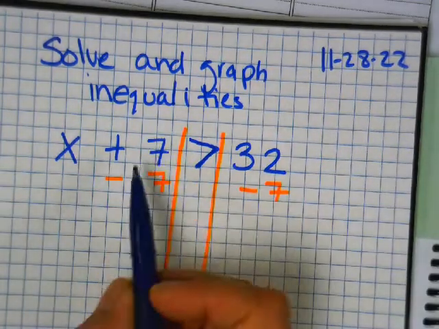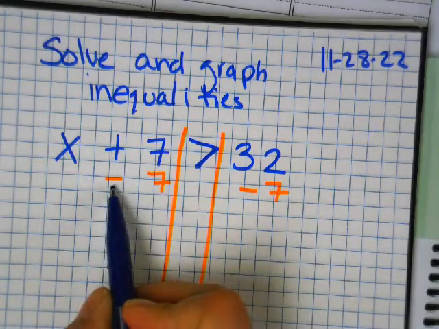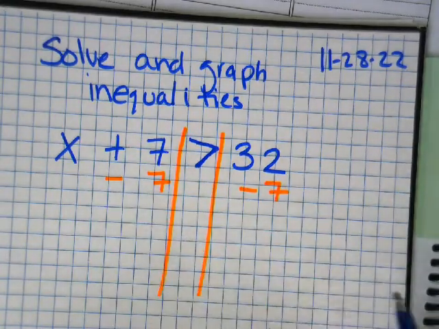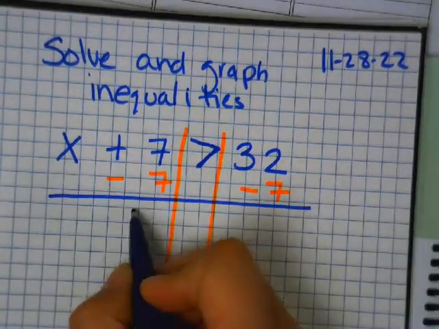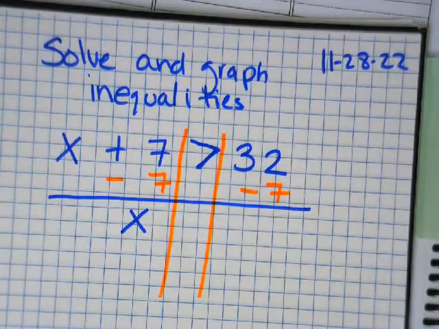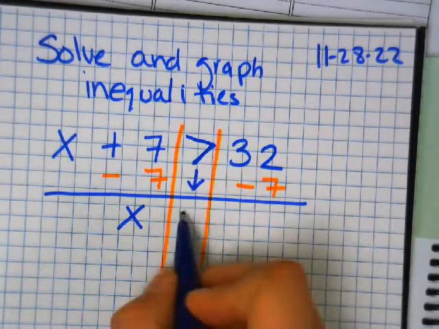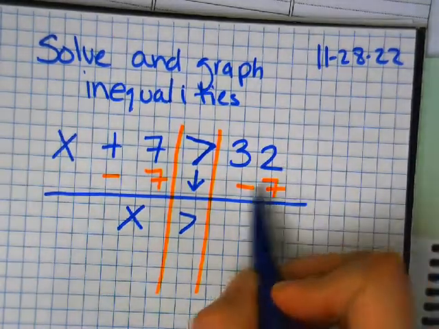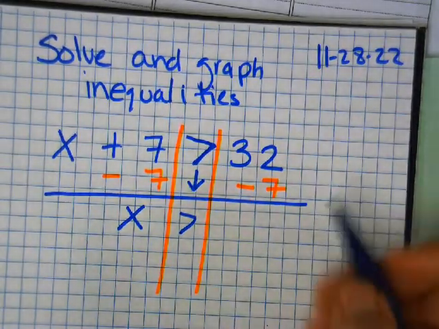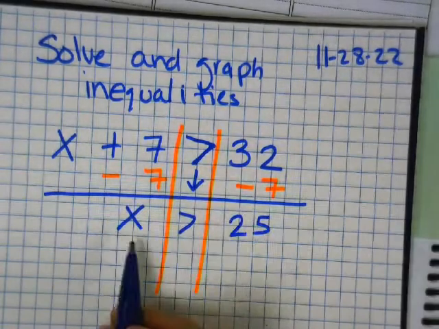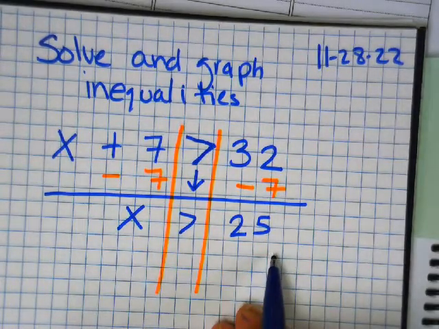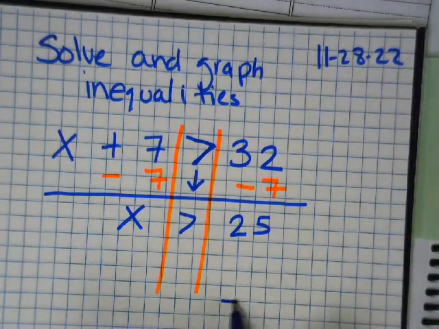So what's 7 minus 7? 0, which is what I want. All I'm left with is just x. And then do the math for 32. You bring this down. And then 32 minus 7? 25. So x is greater than 25. Next, and then you graph it.